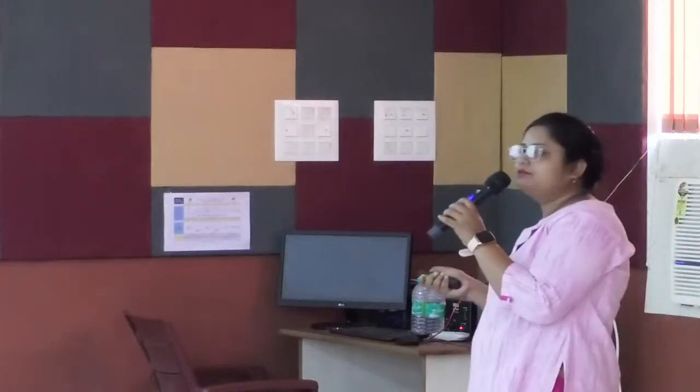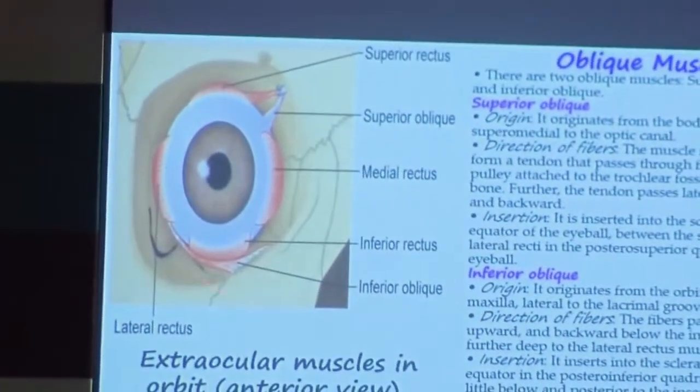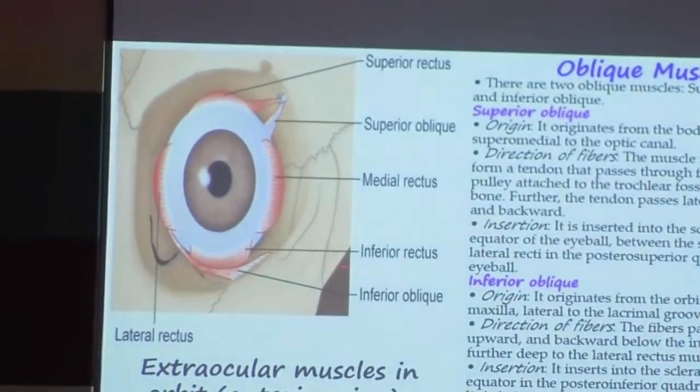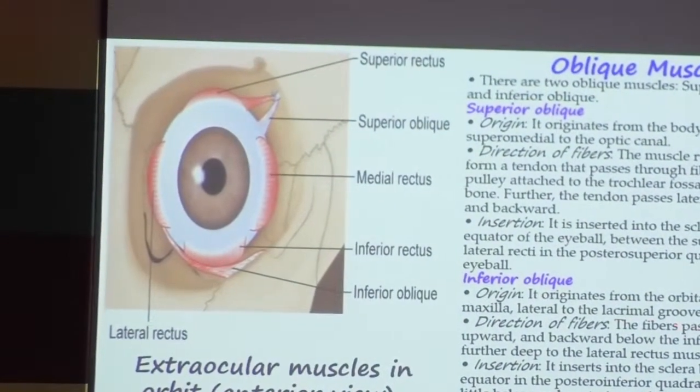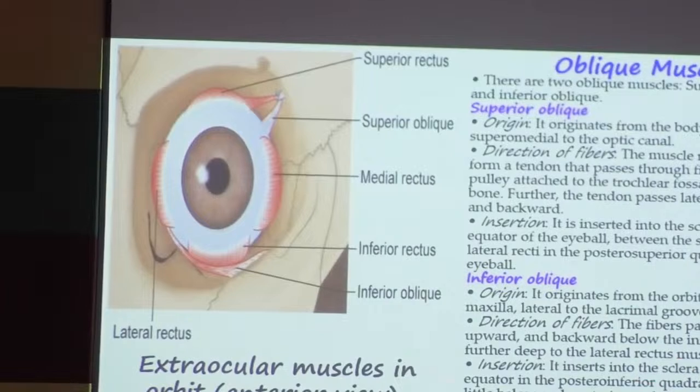Okay, it is looping around this and going posteriorly again and inserted on the posterior part of the globe in the posterior superior quadrant. The inferior oblique originates from orbital surface of maxilla, lateral to the lacrimal groove. Direction of fibers: passes laterally, upward, backward. See, this is the inferior oblique. Here it is originating, going laterally, upward and backward, below the inferior rectus, and further deep to the lateral rectus muscle, inserts in the sclera behind the equator in the posterior inferior quadrant of the eyeball, a little below and posterior to the insertion of superior oblique.